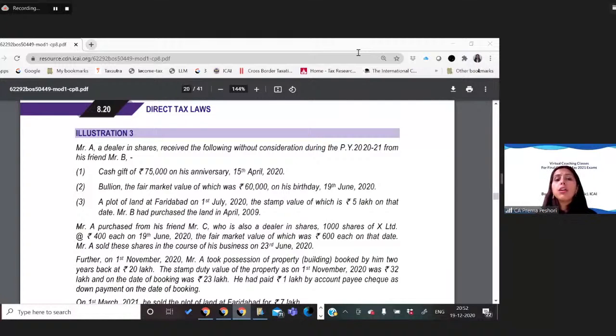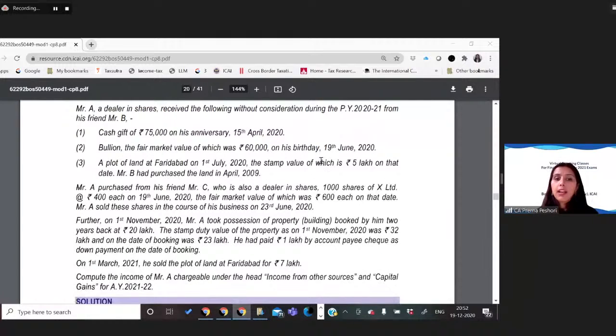On 1st November, he took the possession of property booked by him 2 years back at 20 lakh. Stamp duty value as on 1st November was 32 lakh and on the date of booking was 23 lakh. He had paid rupees 1 lakh by an account payee cheque as down payment on the date of booking. On 1st March, he sold the plot of land at Faridabad. Compute the income chargeable under the head income from other sources and capital gain.